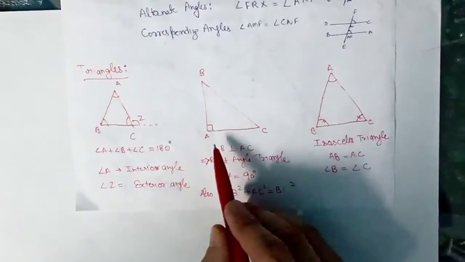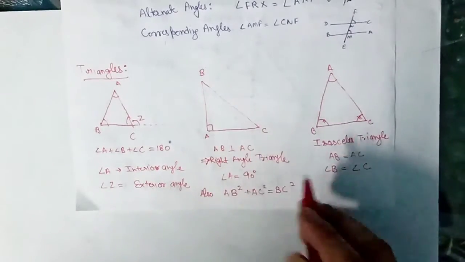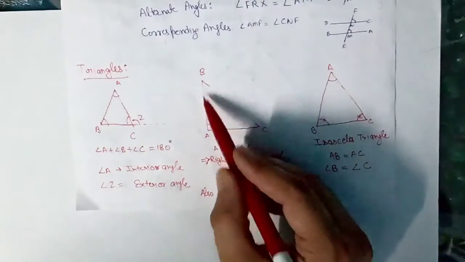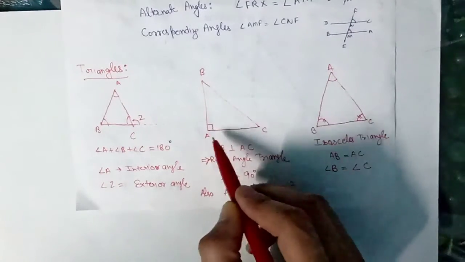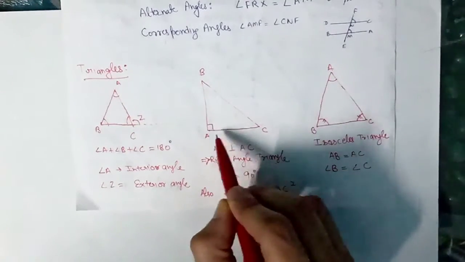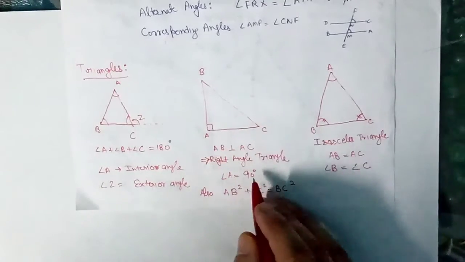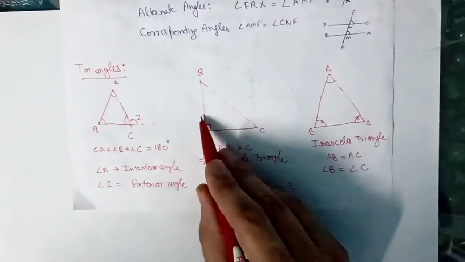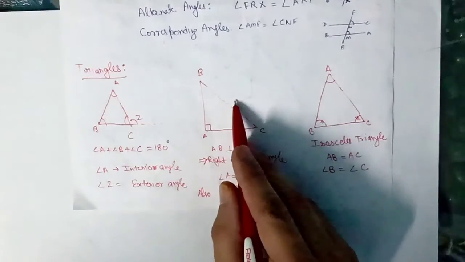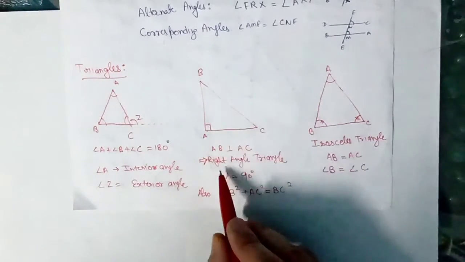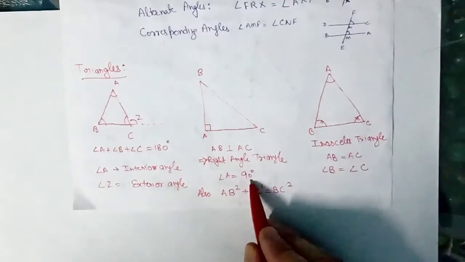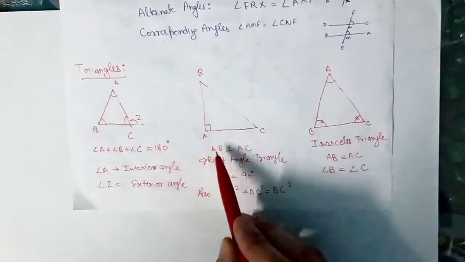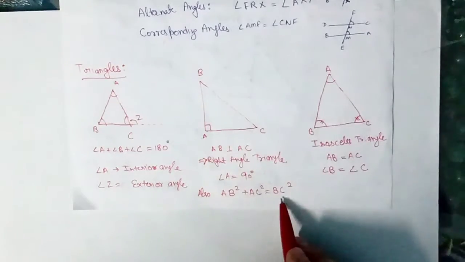Next, we are discussing the types of triangles. This is a right angle triangle in which BA is perpendicular to AC, and BA is making 90 degrees to AC. We call these the base, the height and the hypotenuse. In a right angle triangle, angle A is equal to 90 degrees. And we also know the Pythagoras theorem, which says AB square plus AC square is equal to BC square.